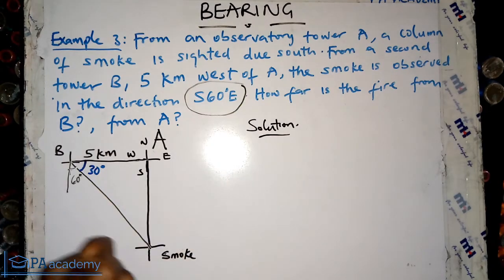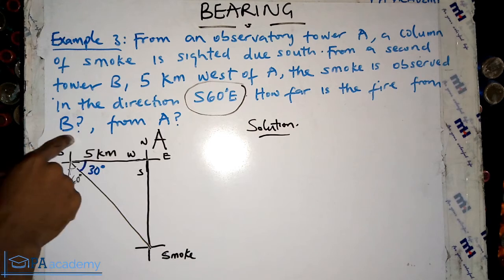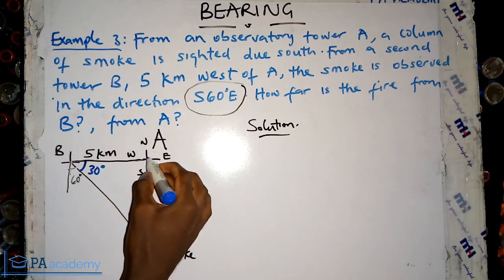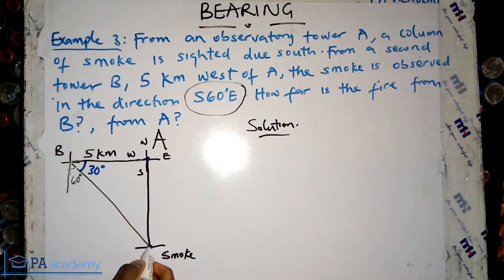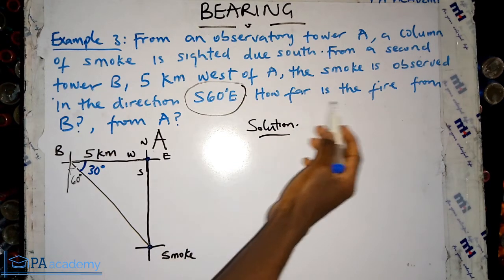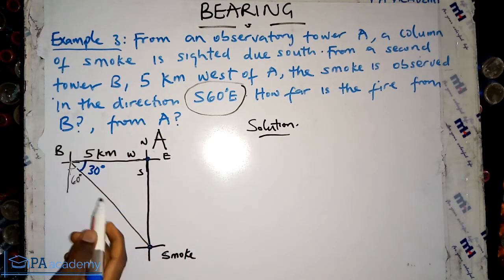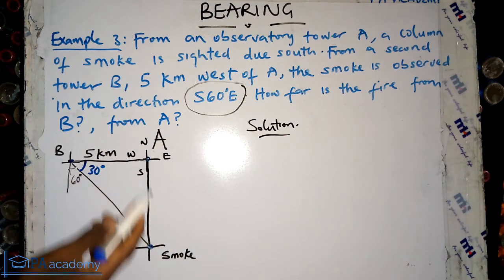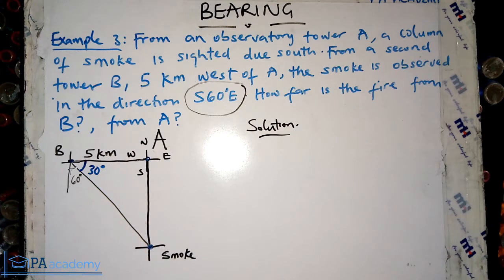Now the question is asking how far the fire is from B and from A. This is the smoke or the fire, and we want to know how far it is from A. That means they are asking us to look for the distance from point A to where the smoke is. How far is it from B is asking what the distance is between this point B and where the smoke is, which is this point here. How far is it from A? It is the distance between point A and the smoke. So that is what the question is asking us.